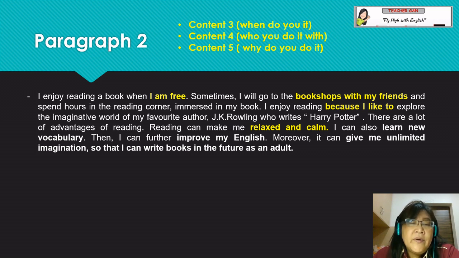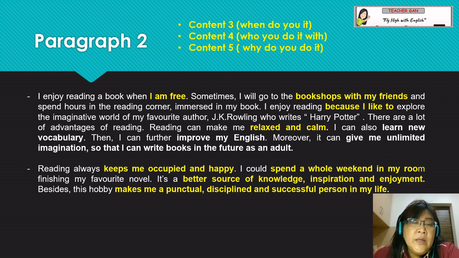There are a lot of advantages of reading. Reading can make me relax and calm. I can also learn new vocabulary. Then I can further improve my English. Moreover, it can give me unlimited imagination so that I can write books in the future as an adult.